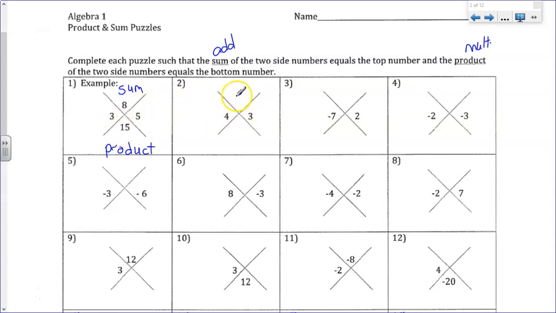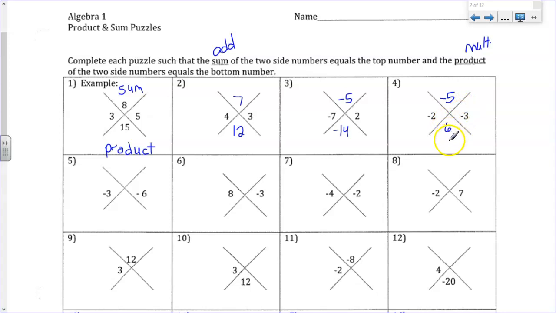Okay, so 4 plus 3 is 7. 3 times 4 is 12. Negative 7 plus 2 is negative 5. Negative 7 times 2 is negative 14. Negative 2 plus negative 3 is negative 5. Negative 2 times negative 3 is positive 6.